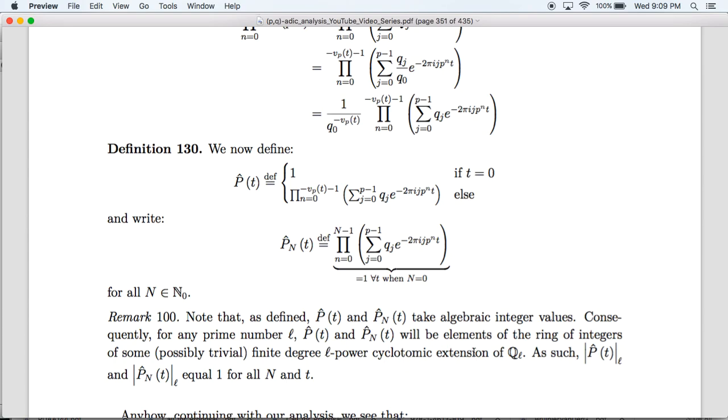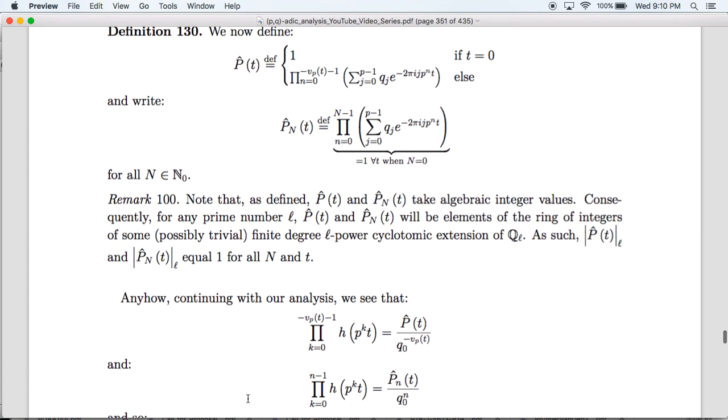And so in particular, if we require the qj's to be integers, then we're going to have that this function and this function will take values in the algebraic closure of ql, which means they'll be l-adic integers, or l-adic complex integers.